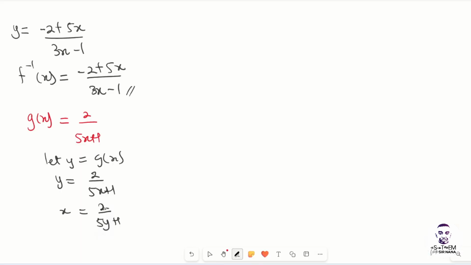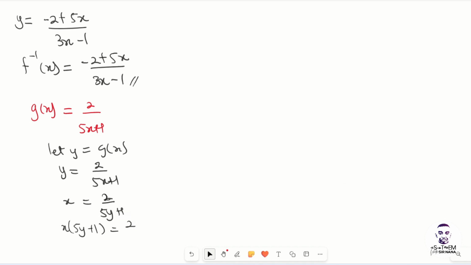Then once we interchange the variables, we would make y the subject. So that implies that in making y the subject, we are going to have x multiplying 5y plus 1 is equal to 2. And that gives us the expression 5xy plus x is equal to 2. And that means that we would want to make y the subject, we'll move the x across the equal sign. Then we are going to have 5xy is equal to 2 minus x.